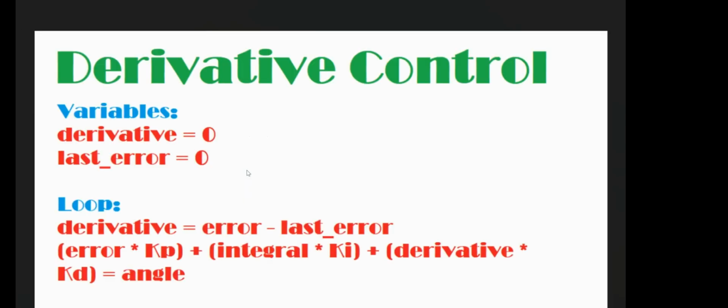Now the derivative. For derivative control, we have a derivative variable and a last error variable. The derivative is equal to the error minus the last error. So it basically checks itself compared to the last error to see if the correction that the robot made this time was a good correction. And so now our whole loop to check the angle is the error times the KP plus the integral times the KI plus the derivative times the KD.